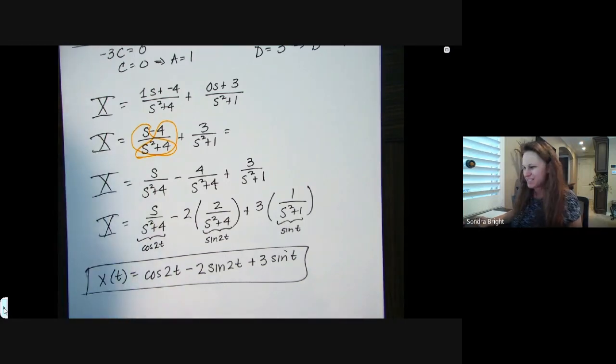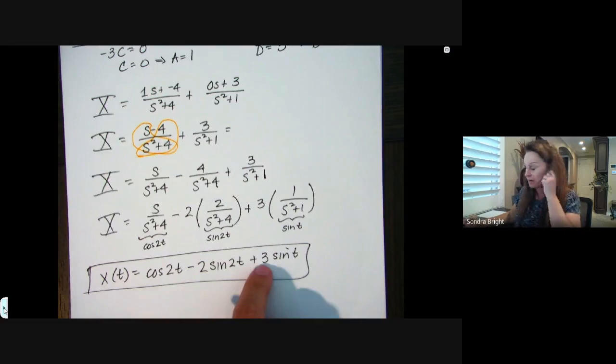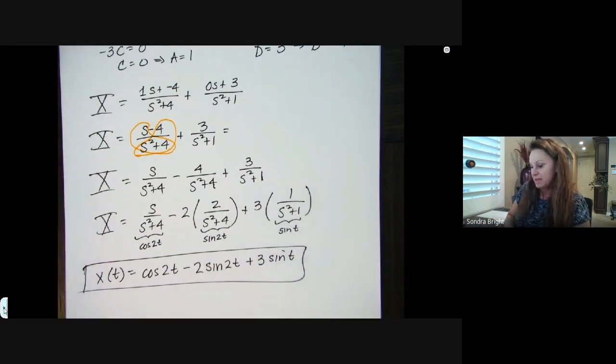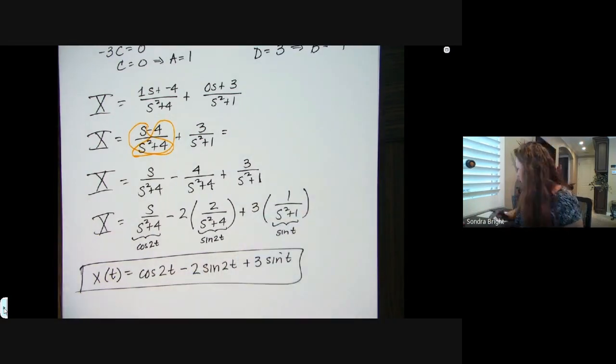Keep in mind, you do have to satisfy the original conditions. So for this one, x of 0 was 1. When you plug in a 0 here, cosine of 0 would be 1, sine of 0 would be 0, sine of 0 would be 0. So x of 0 is 1. It needs to satisfy the equation, but it also needs to satisfy the initial conditions, and that's where the coefficients come in. That's where they're important. Because you may get the right functions, but without the coefficients, it won't satisfy those initial conditions. All right, one more example.